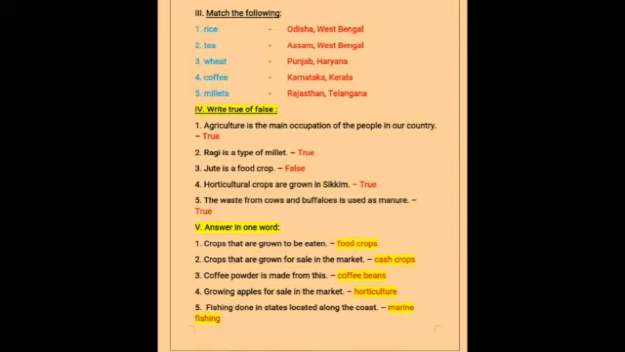Fifth one, answer in one word. Crops that are grown to be eaten. Very good, food crops. Second, crops that are grown for sale in the market. Yes, it is cash crops. Then, coffee powder is made from this. What is this? Yes, it is coffee beans. Fourth one, growing apples for sale in the market. Yes, horticulture. And the last one, fishing done in the states located along the coast. Yes, it is marine fishing.